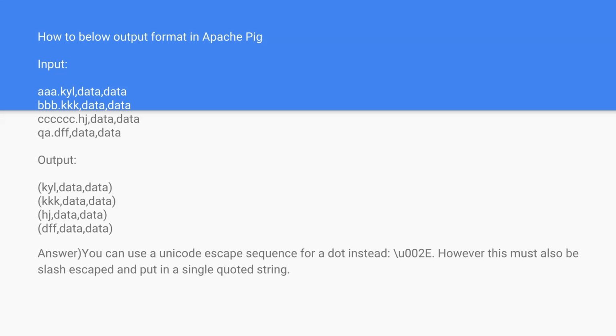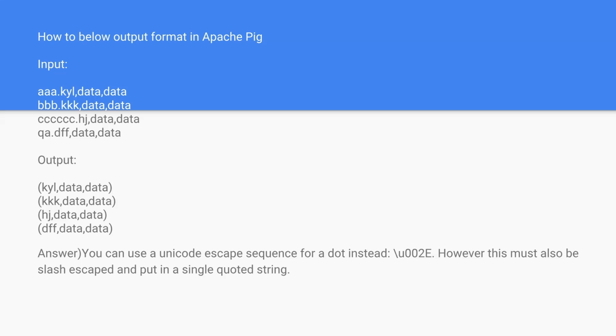So we have a file which has 4 lines, and we can consider it as 3 columns if we separate it by comma. But the challenge here is we need to get an output which has been shown to you on the screen. From the input column files, we need to eliminate all the characters which are appearing before a full stop or a dot.